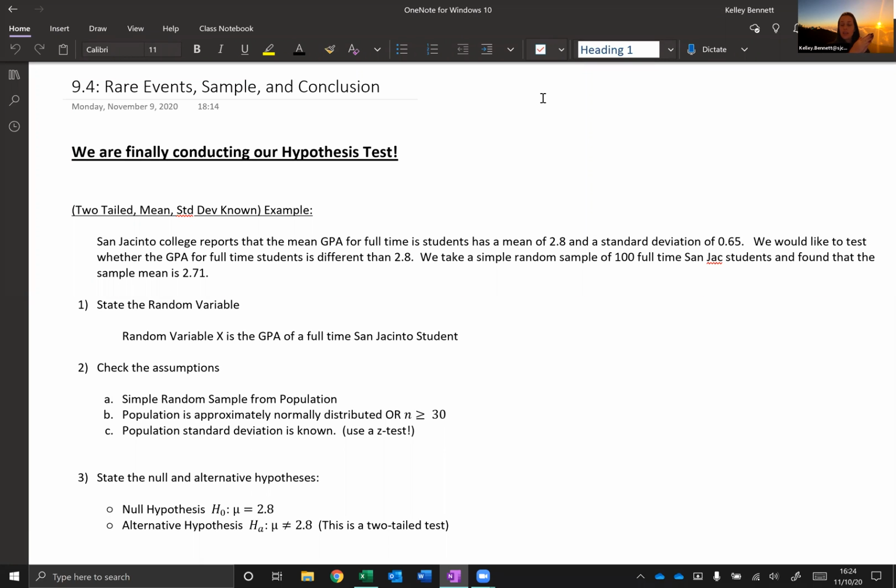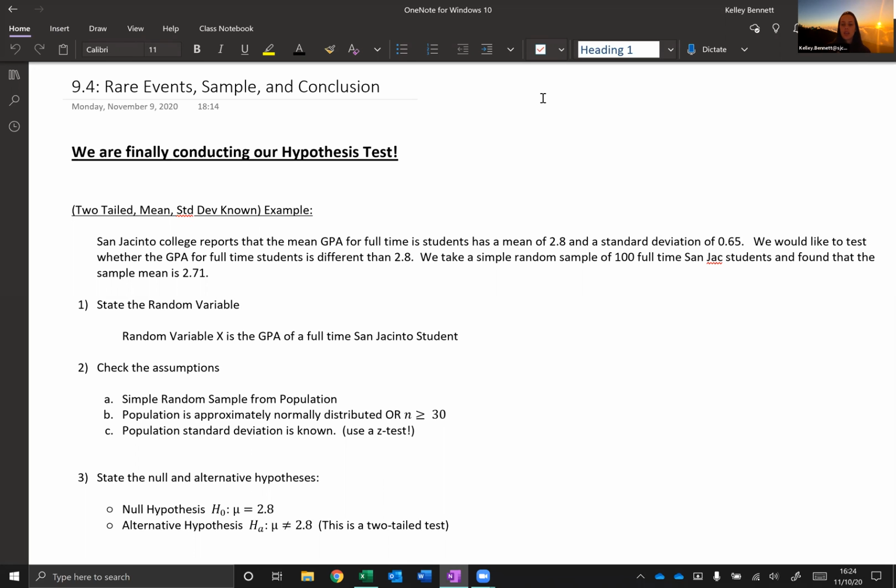So if we're testing about the mean, and our standard deviation for the population is known, we're going to use a z-test. If we're going to hypothesis test for the mean and this population standard deviation is unknown, we're going to use a t-test and we're going to use the sample standard deviation. And if we're going to do a hypothesis test for the proportion, we're going to use a z-test or a normal distribution. And we have some assumptions for each of those different scenarios.